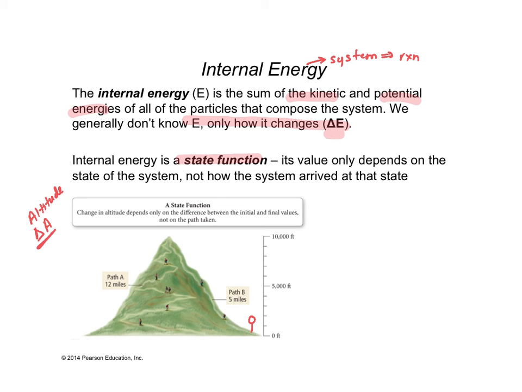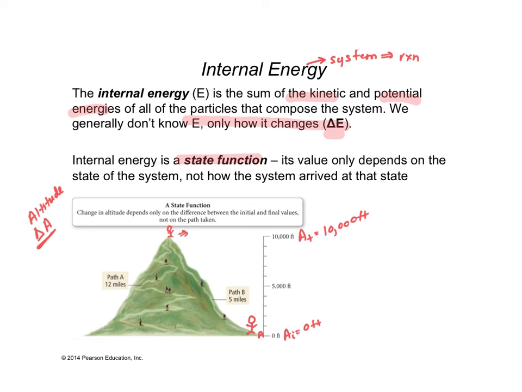Let's say we have a hiker, and we'll call this hiker A. Hiker A is at the base of a mountain, so the initial altitude for our little hiker is 0 feet. Hiker A is smart. Hiker A just hikes up the surface of the mountain and gets to the top of the mountain, where the altitude is 10,000 feet.